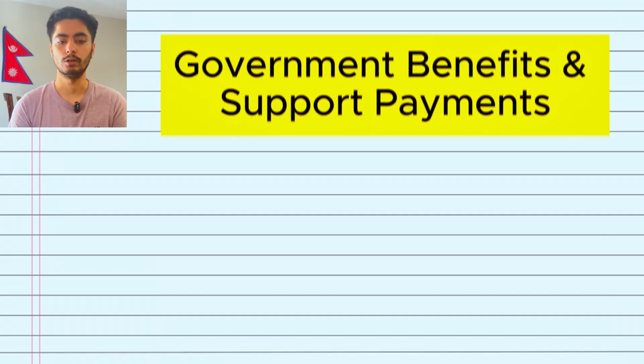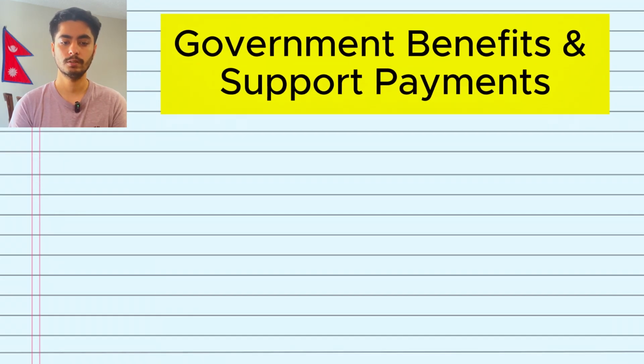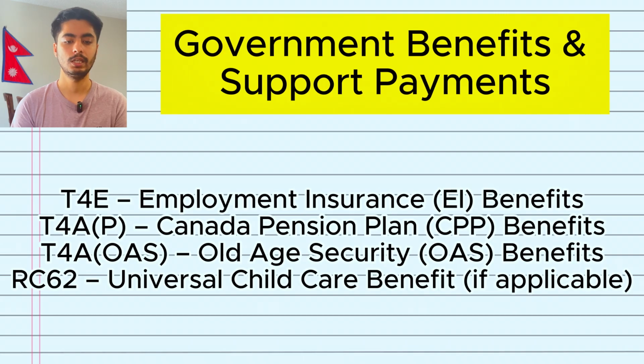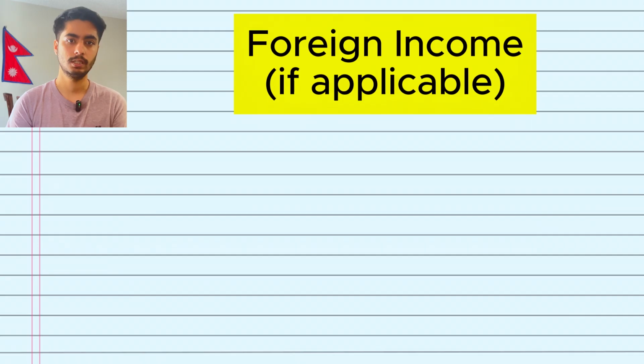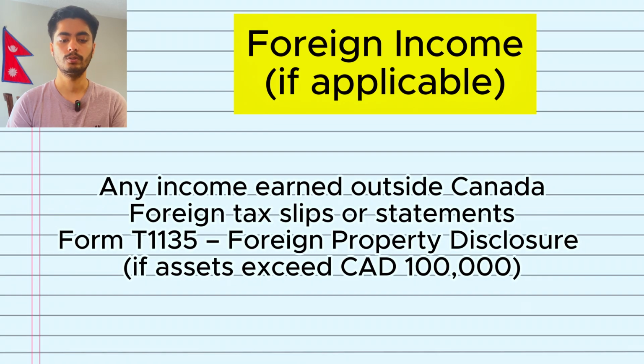Moving to next, government benefits and support payments. You need to have T4E if you have claimed employment insurance benefits, RC62 if you have claimed universal child care benefit. Next, foreign income. If it is applicable to you, you need to disclose any income you are earning from outside Canada while living in Canada.